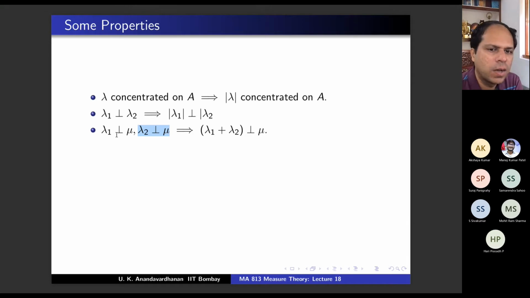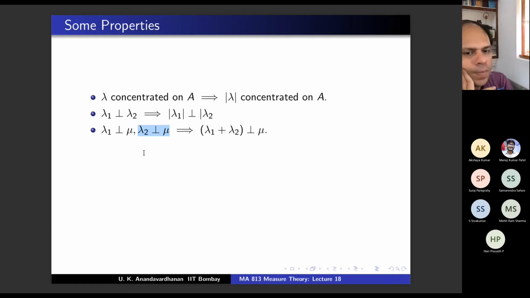But doesn't matter. Where is lambda 1 plus lambda 2 naturally concentrated? If lambda 1 is concentrated on B1 and lambda 2 is concentrated on B2, then lambda 1 plus lambda 2 has a natural set where it is concentrated. Which is B1 union B2. Because if you take a set in B1 union B2 complement, that is B1 complement intersection B2 complement, both lambda 1 and lambda 2 are zero. Therefore, lambda 1 plus lambda 2 is zero. On the complement, you want intersection, so you take union. Is that clear?